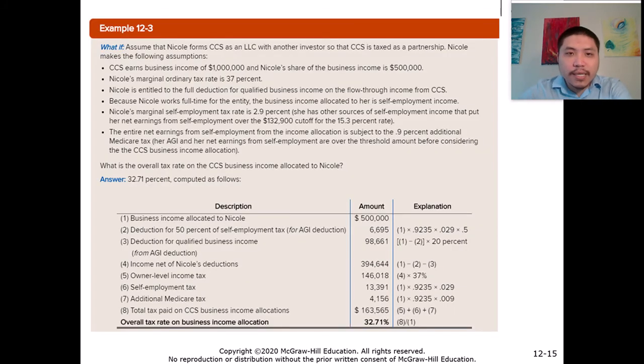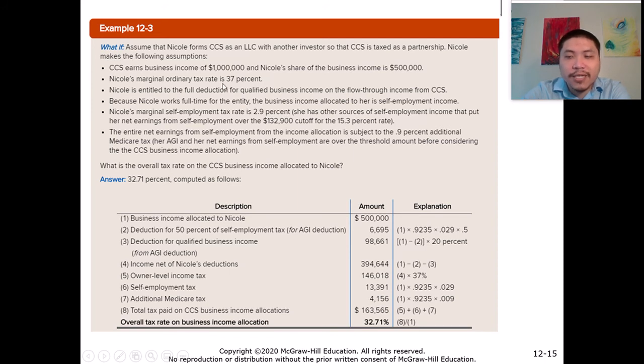All right, so let's look at this example, which is kind of similar to one of the homework problems, so I hope that will help. Assume that Nicole forms the company as an LLC with other investors, so that the company can be taxed as a partnership. Nicole makes the following assumptions. The company CCS earns business income of $1 million, and Nicole's share of business income is $500,000. Nicole's marginal ordinary tax rate is 37%. Nicole is entitled to a full deduction for qualified business income on the flow-through income from CCS.